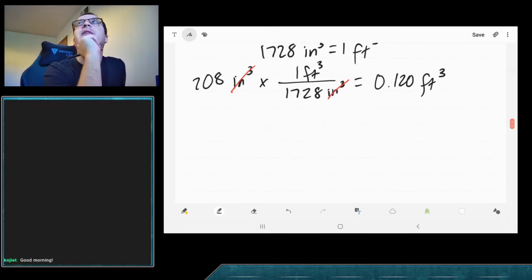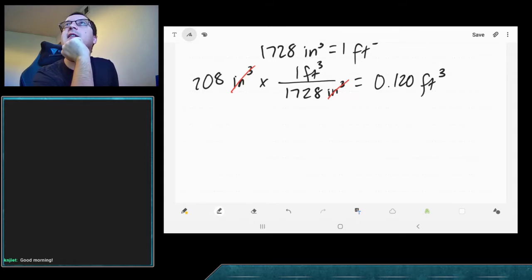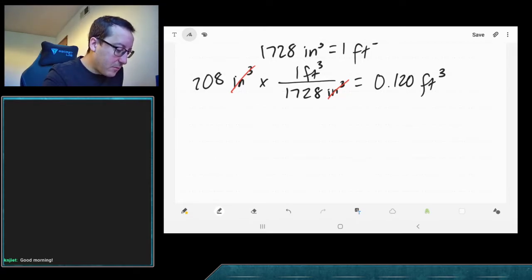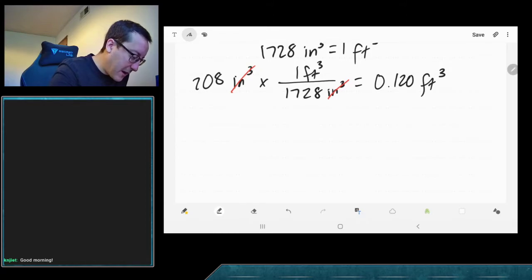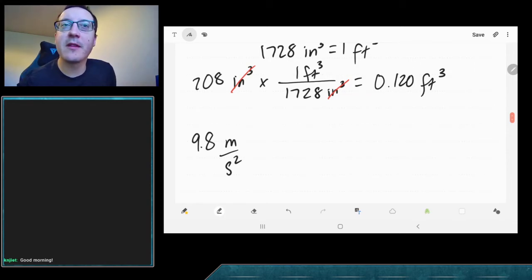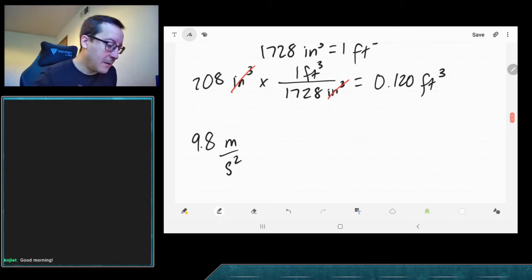So let's see. Let's make up something fun here. Let's go to physics. We can talk about acceleration, meters per second squared. Yeah, let's do this. Okay, so let's say we know gravity is 9.8 meters per second squared, right? That's the acceleration due to gravity.